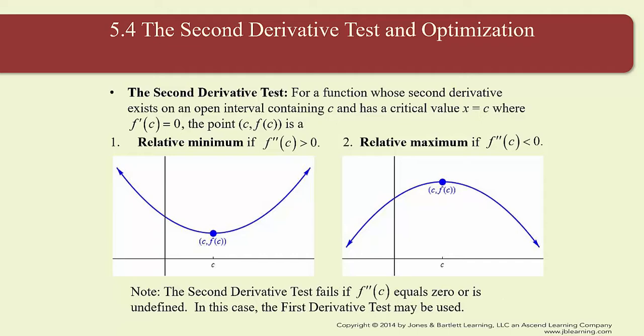And a quick note: the second derivative test fails if f double prime of c is equal to 0 or undefined. In this case, the first derivative test may be used. Now, if all I'm asked to do is determine relative max or relative min, I'm going to use the first derivative test. It's short, it's sweet, we know how to use it. The second derivative test has its importance in applications where the interval is not closed.